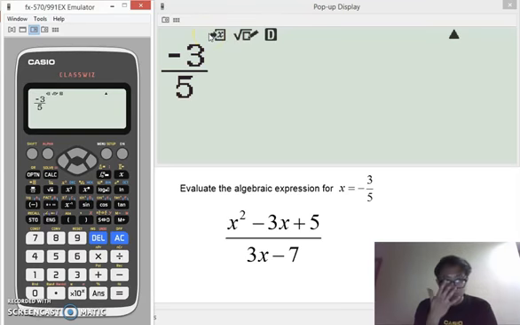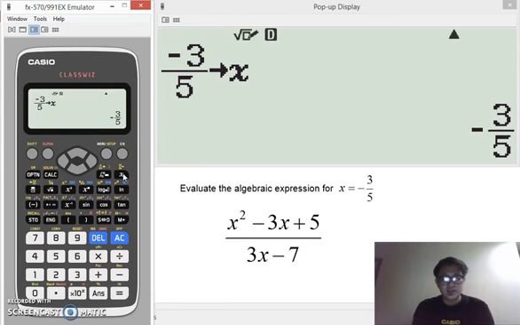Now conveniently, the most commonly used variable, x, has a special button in the ClassWiz, and it's here. It's this button, right below the ON button. So pressing this, then notice again that an arrow will appear, and after that is the variable x, meaning that the value negative 3 over 5 is already assigned to x.